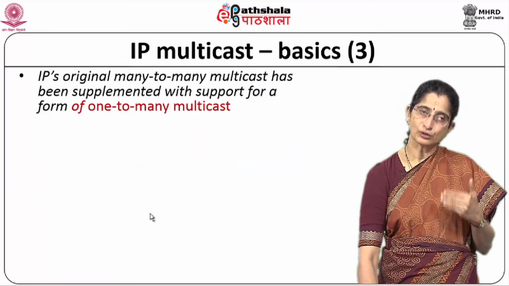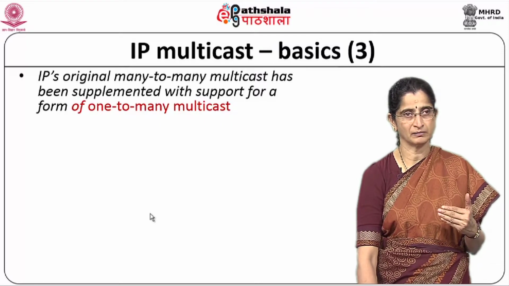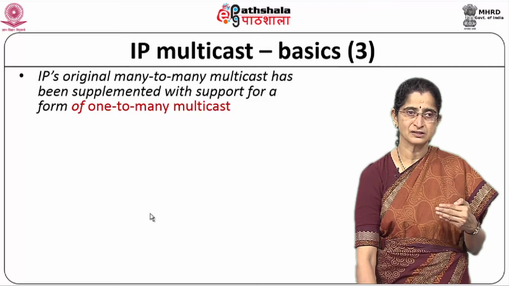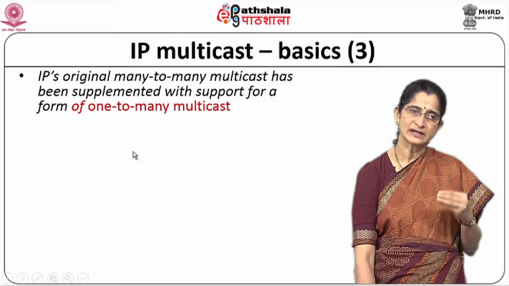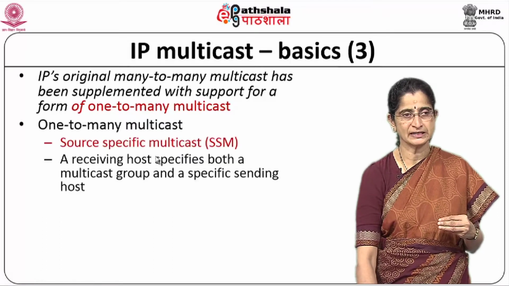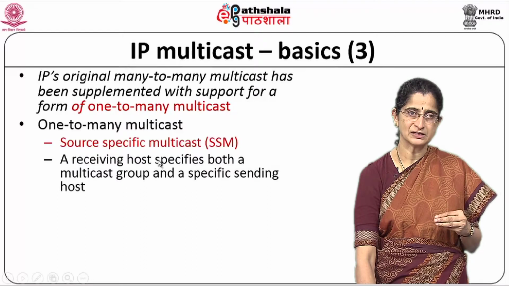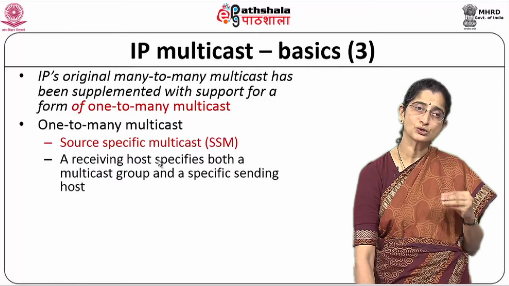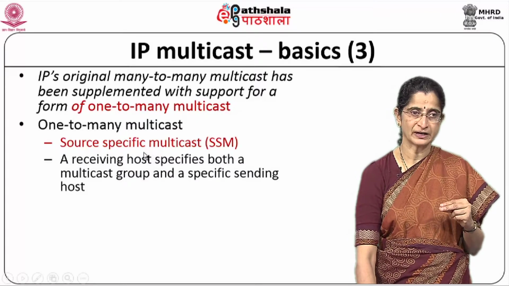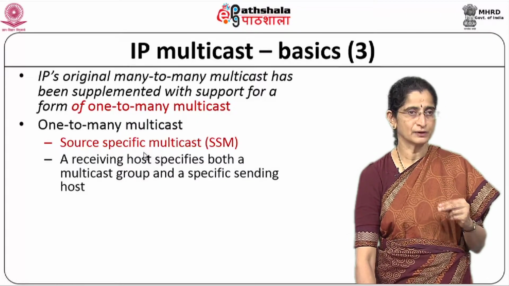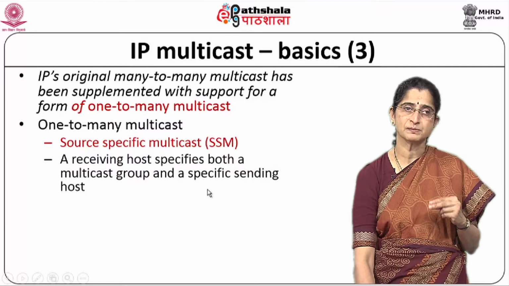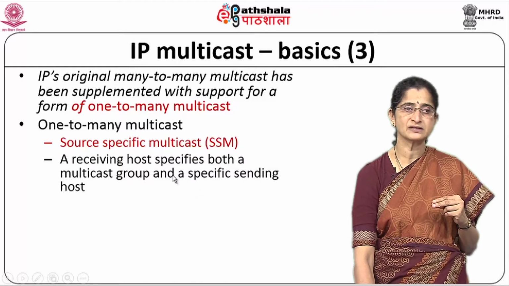And we also have support for a one-to-many multicast service in IP. Though the original IP multicast support is meant for many-to-many multicast, it has also been supplemented with additional features in order to also support one-to-many multicast. For this, we talk about what we call source specific multicast. A receiving host could specify that it belongs to a particular multicast group, and it could also specify that it would like to receive packets only from a specific sending host. So, this is referred to as source specific multicast.